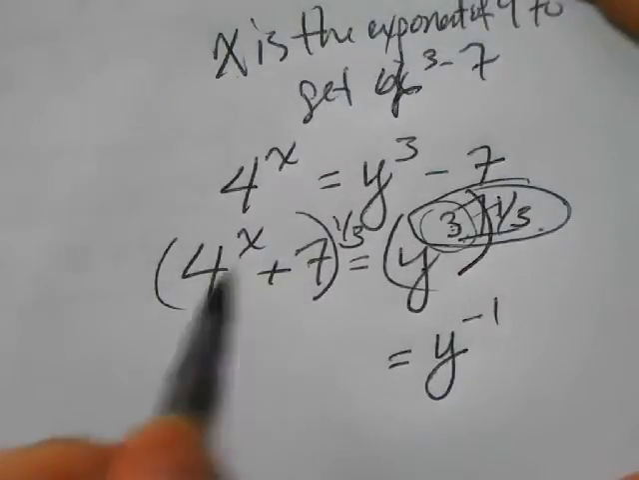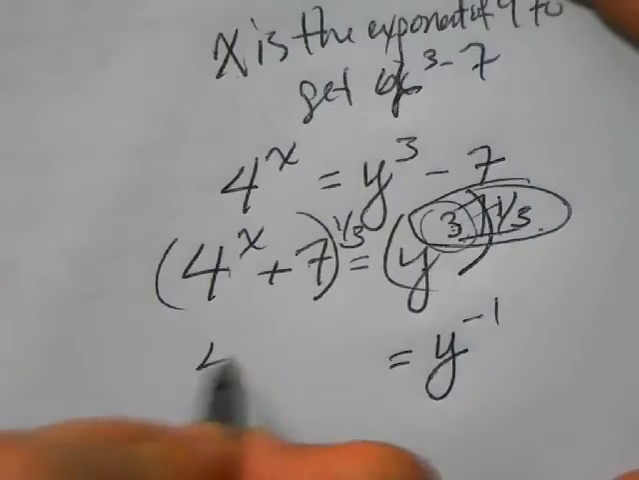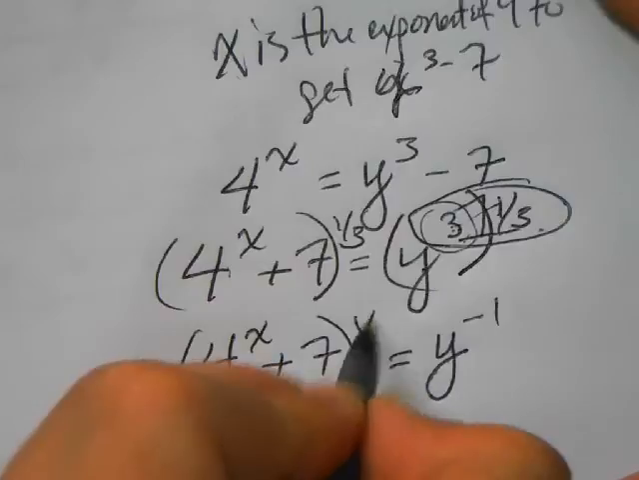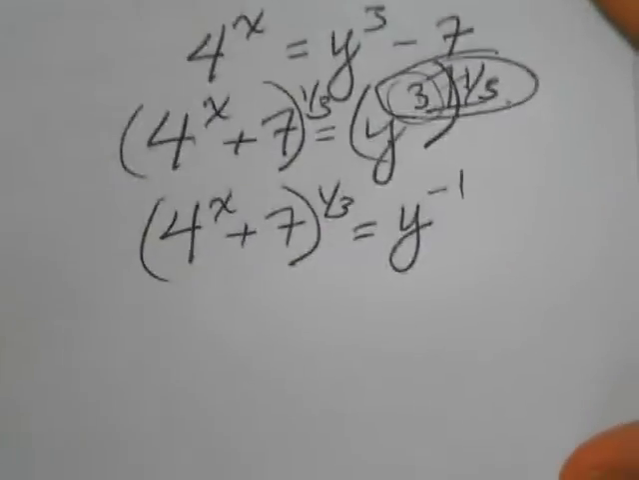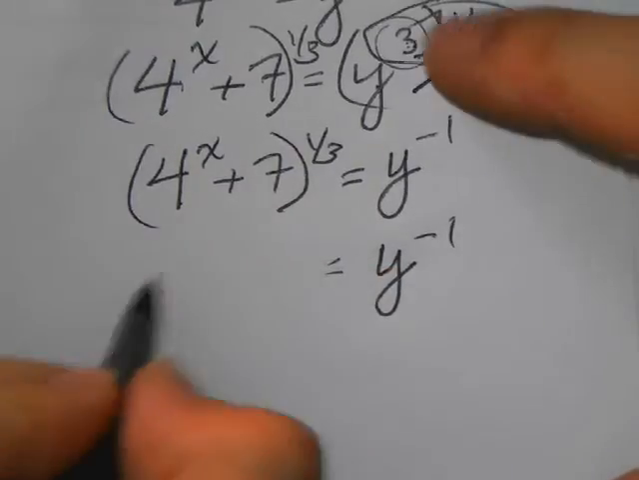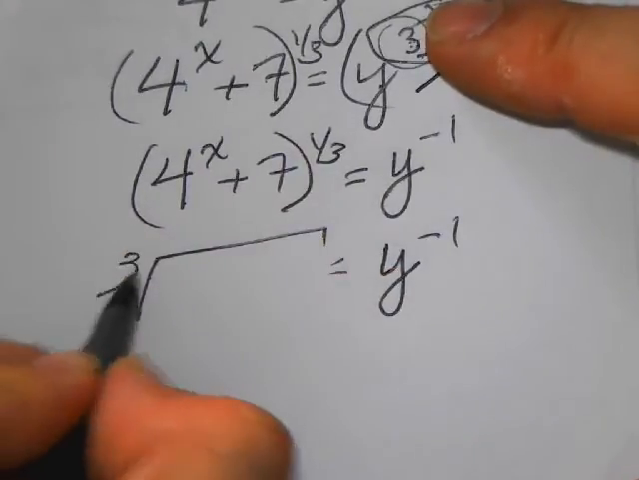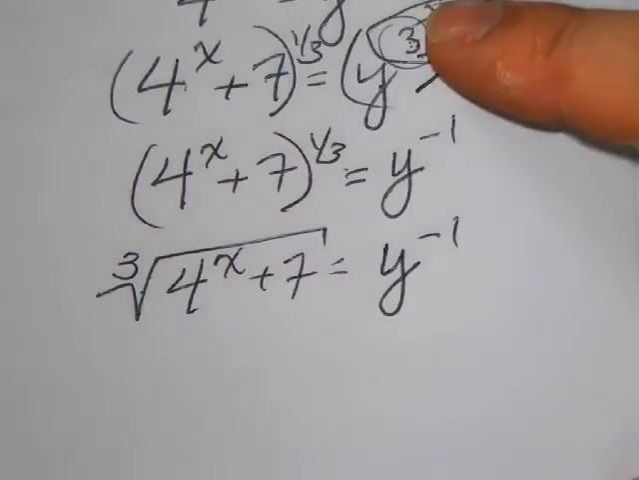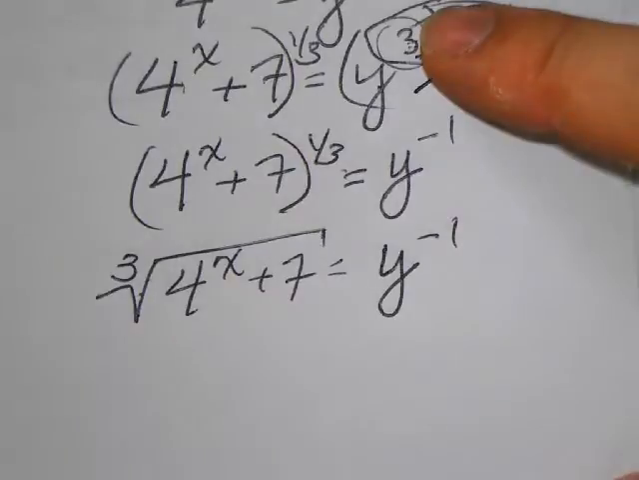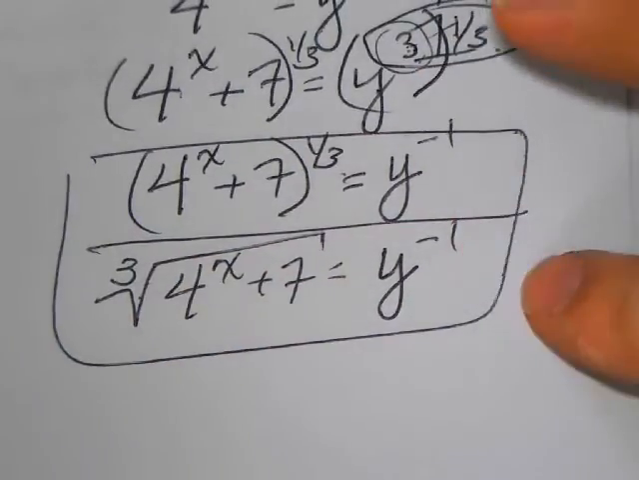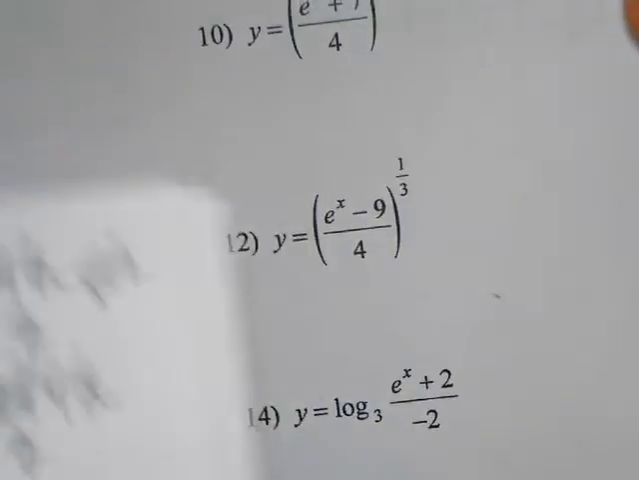And on the other side, I have 4 to the power of x plus 7, all raised to the power of 1/3. And if you wanted to write it like when we first started Algebra 1, or Algebra 2, you would put it as a cube root of 4 to the x plus 7. Either one of these would work out for you. And number 10.